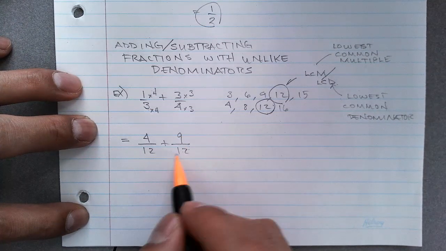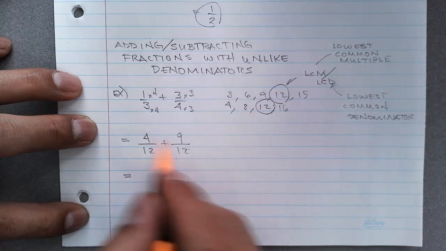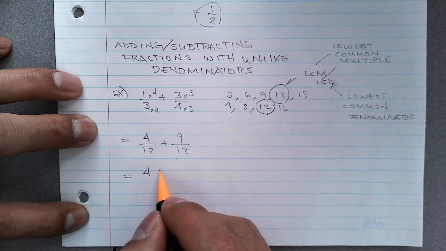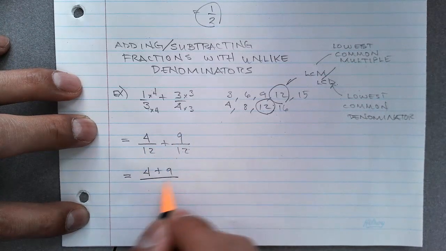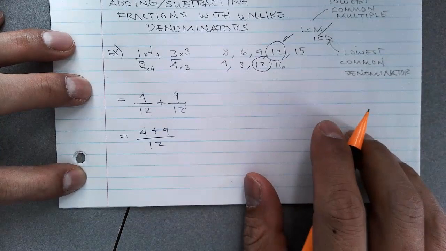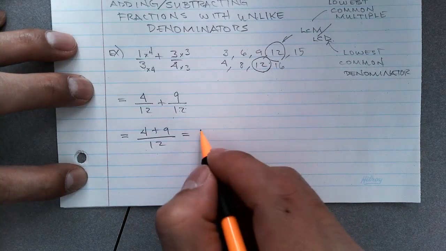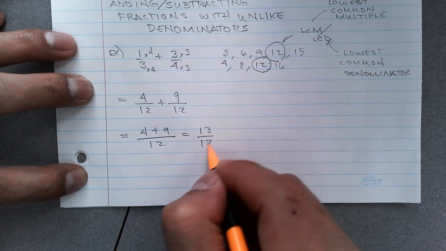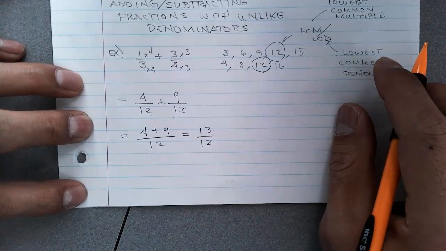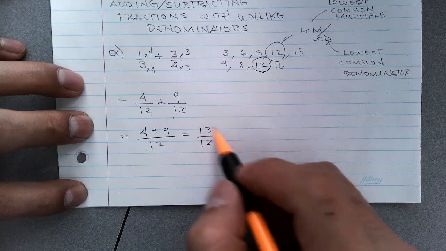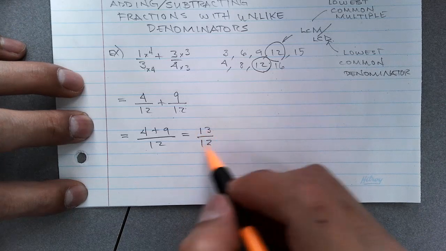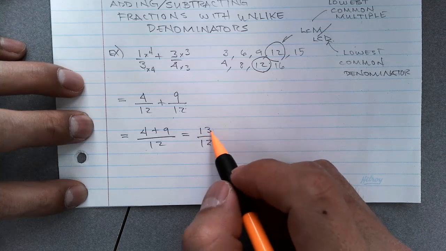And now that I have my common denominator, I can go ahead and just add my numerators, all that over 12, and so this ends up being 13 over 12. I suppose this is probably a good time now for me to show you how to reduce this improper fraction, or sometimes I call it top heavy.